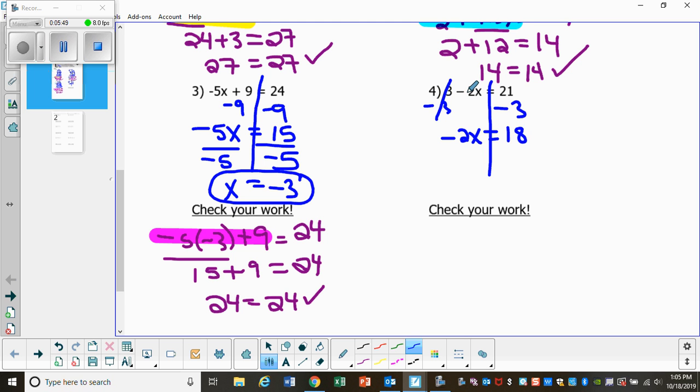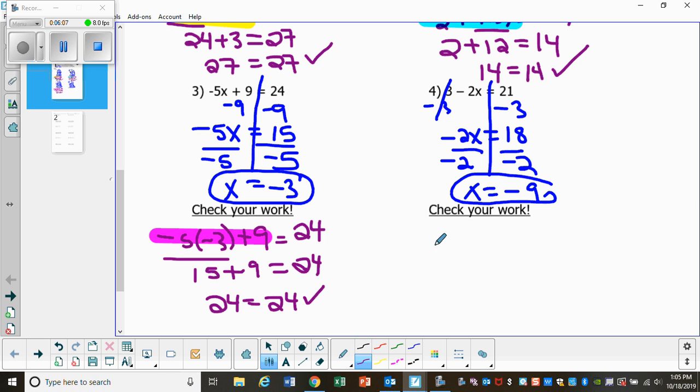And now, remember, when you bring down the 2x term, there's a negative with it. So you want to make sure you bring down that negative. And so this is negative 2 times x equals 18. Opposite of multiplying is dividing. So we're going to divide each side by negative 2. X equals negative 9.